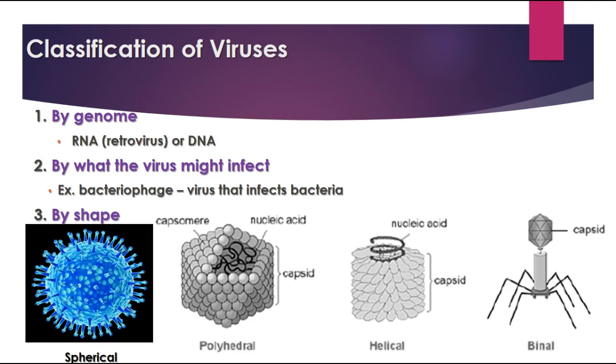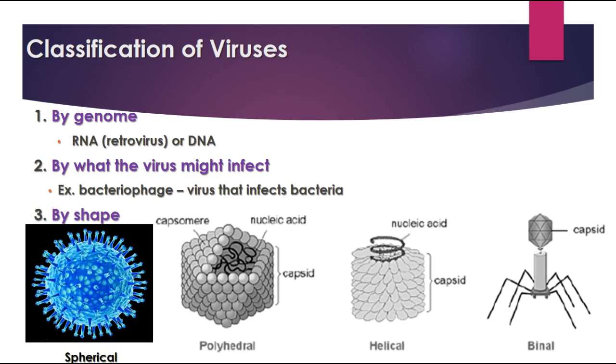By genome, which means what their nucleic acid is. They either are DNA or RNA viruses. The RNA viruses are called retroviruses. We'll talk about why that is in a few minutes. But they're also classified by what the virus might infect, whether it's a plant virus or a bacteriophage, like it says here, that infects bacteria, or an animal virus. Some viruses are specific to certain species or certain types of organisms, and others can go between different species.